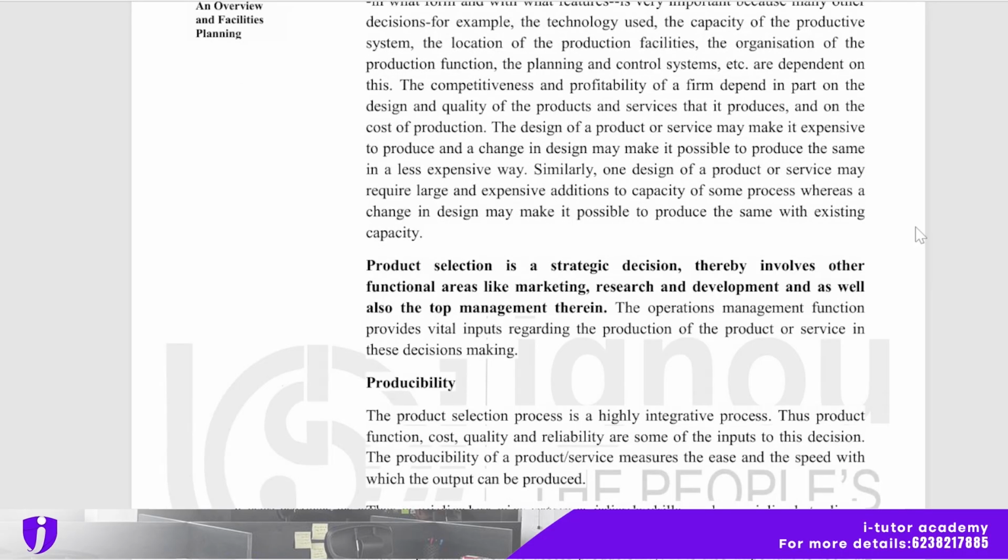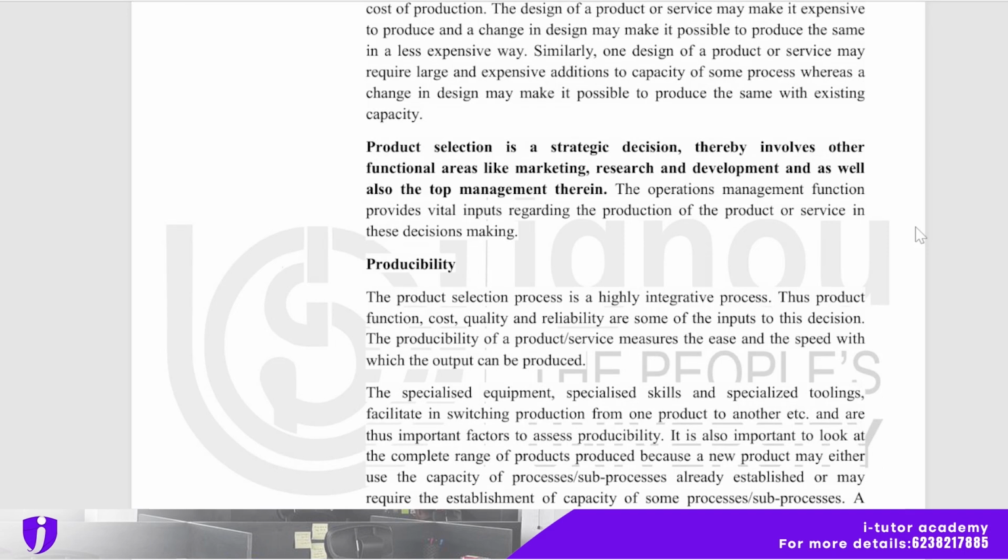Product selection is a strategic decision, and thereby involves other functional areas like marketing, research and development, and also top management. The operation management function provides vital input regarding the production of the product or service in this decision making.